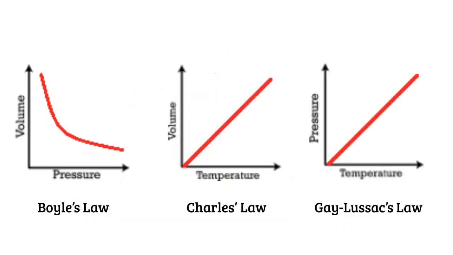Just as a side-by-side comparison, these are the relationships and the graphs for all three laws we've covered so far. Notice that Boyle's law is the only one with an inverse relationship and a negative slope. Charles and Gay-Lussac have a direct relationship and a positive slope.